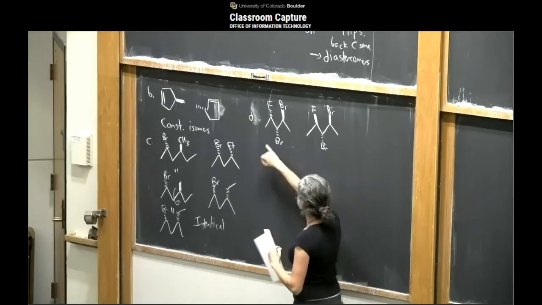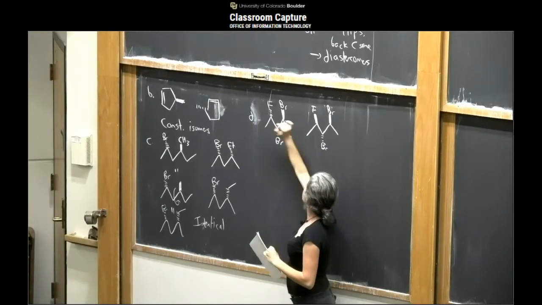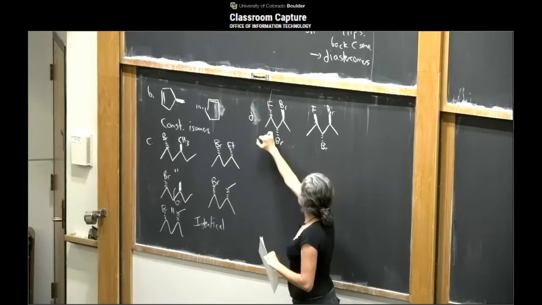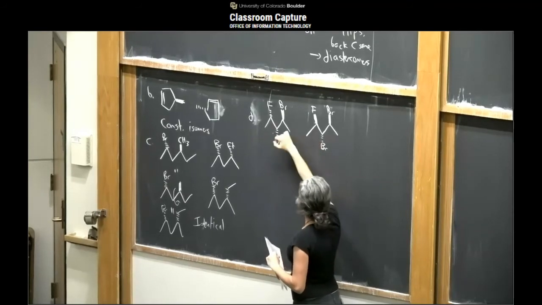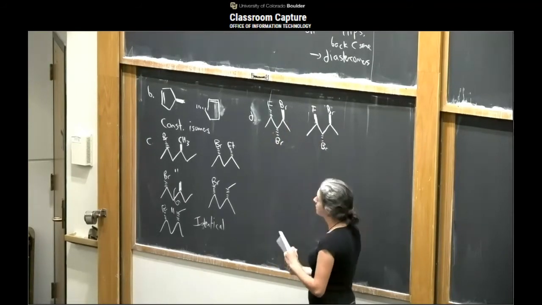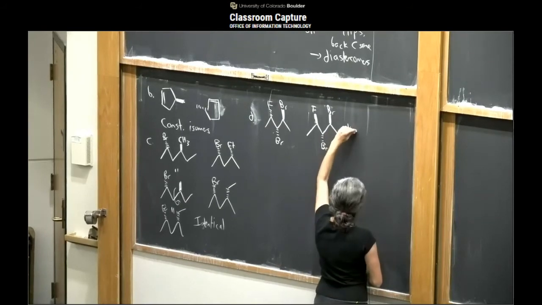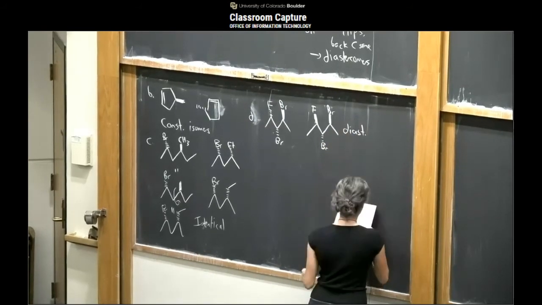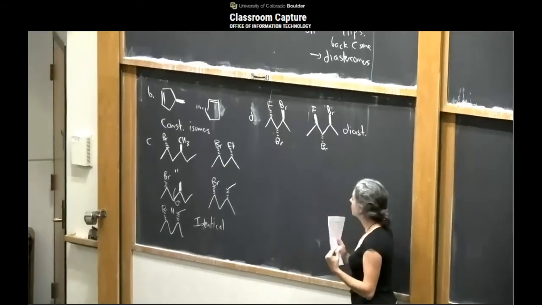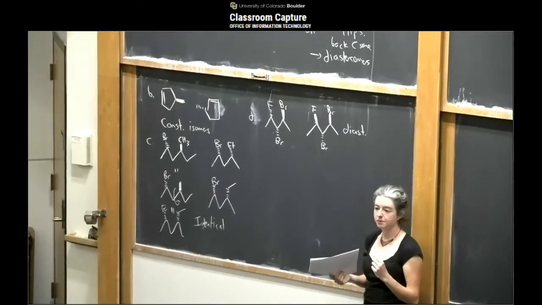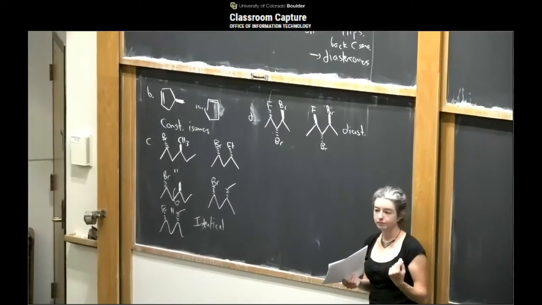So comparing pairwise, I've got fluorine dashed and bold, so that changes. Bromine's dashed and dashed, that stays the same. Bromine's bold and bold, that stays the same. So these are diastereomers. Okay, any questions about that one so far? Okay.